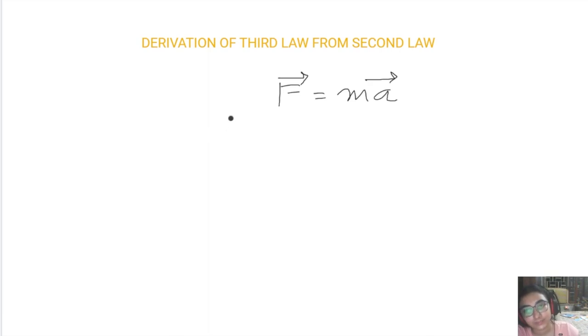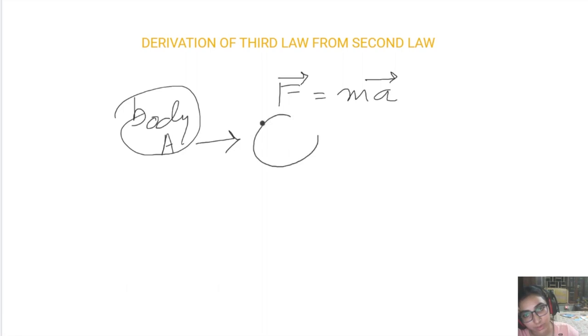So basically, derivation of third law from second law. For the third law, we had said that every action has an equal and opposite reaction, right? So we had seen that F equals m into a. So let there be a body A, which collides with a body B.